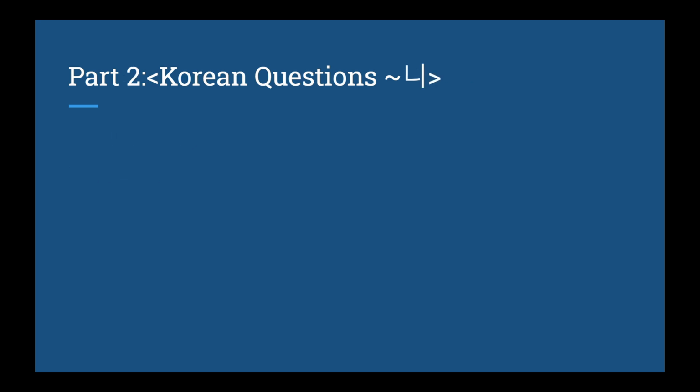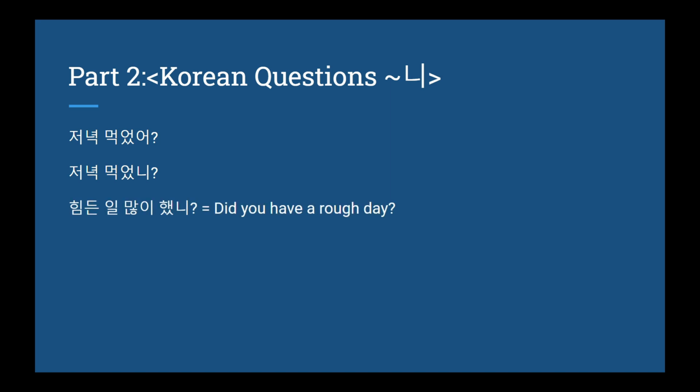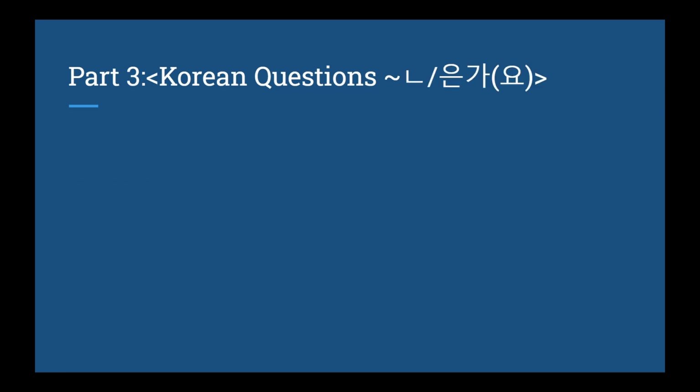Okay, now that that's out of the way, let's look at a different grammatical form. Let's go back to eating, actually. 저녁 먹었어? Another informal way to ask this is 저녁 먹었니? Adding ni to ask a question is slightly feminine, but it's not uncommon to hear a male say it. 힘든 일 많이 했니? 저번에 어디까지 했니? Okay, let's look at a different form.